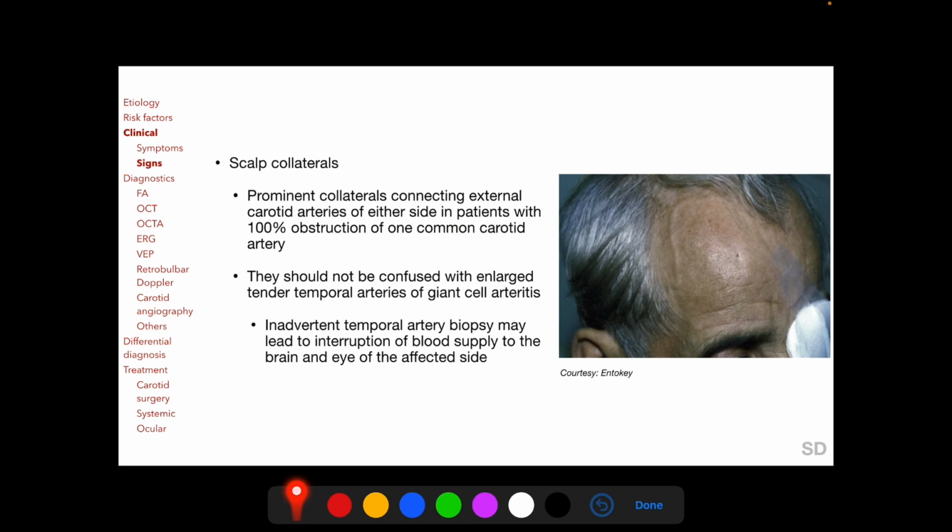This patient had common carotid obstruction in the left side, and the scalp collateral should not be confused with enlarged tender temporal arteries of giant cell arteritis, because this misdiagnosis can lead to an inadvertent temporal artery biopsy, which leads to interruption of blood supply to the brain and eye on the side of the common carotid artery obstruction.